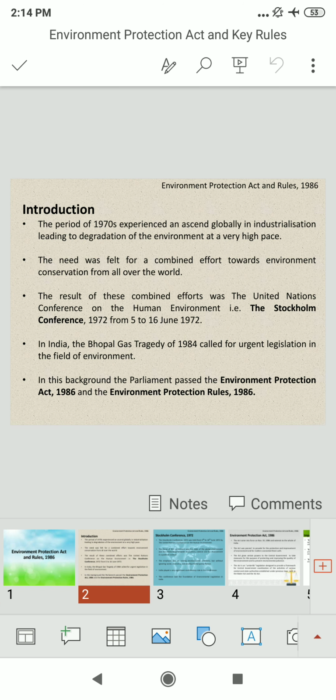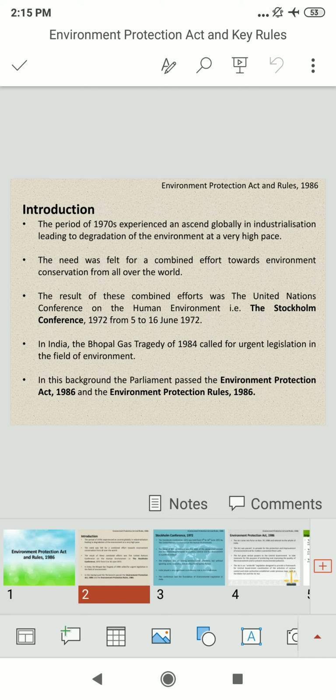In the introduction to the Environmental Protection Act and Rules, the period of the 1970s experienced a global ascent in industrialization, leading to degradation of the environment at a very high pace. The need was felt for a combined effort towards environment conservation from all over the world, and the result of these combined efforts was the United Nations Conference on the Human Environment, the Stockholm Conference, which was organized from 5th to 16th June 1972.